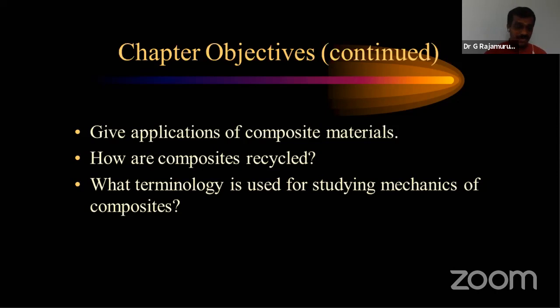So you should understand the application or end user of the particular composite. Based on that only, you have to enhance the required property of the composite with the addition of different categories like matrix, reinforcement, and so on. Just now I told you the terminology used for studying the mechanics of composites. What is the mechanics of composites? What are all the factors which influence it? How can I avoid these factors? How can I overcome those particular factors? That is what we are going to study in this.